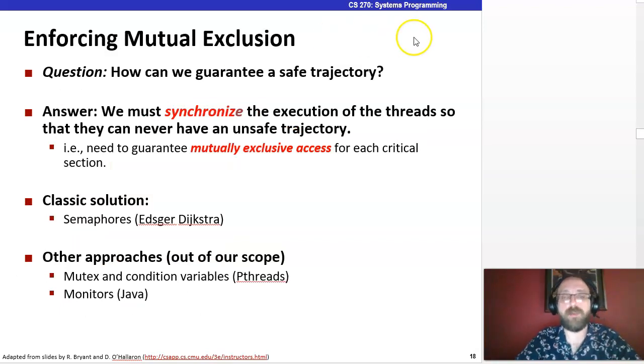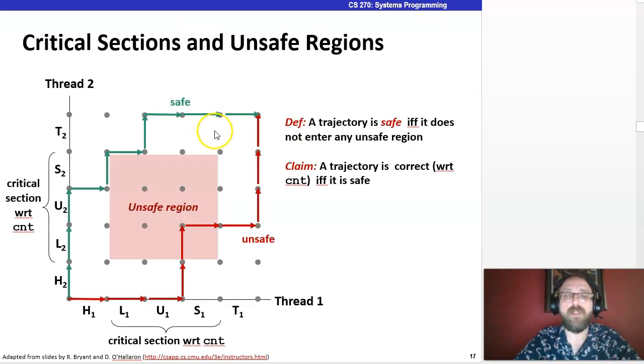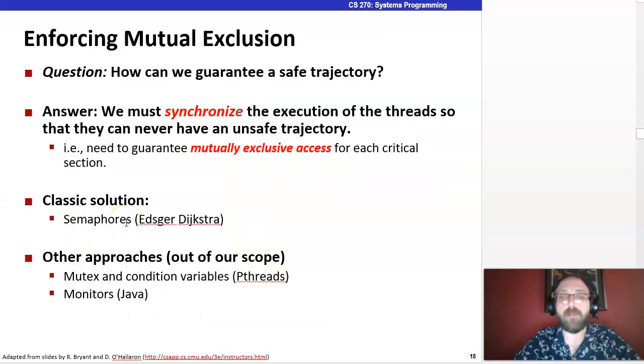So how do we do that? That's called synchronization. We want to make sure that this critical section, so L1, U1, S1, and the critical section L2, U2, S2, are not executing at the same time. So we want to guarantee mutually exclusive access to them. There are lots of different ways to do this. We're just going to look at one of them, and that's called a semaphore.